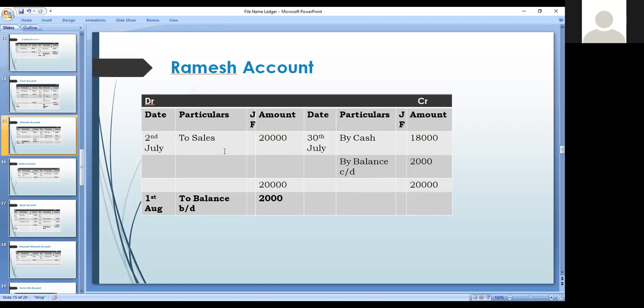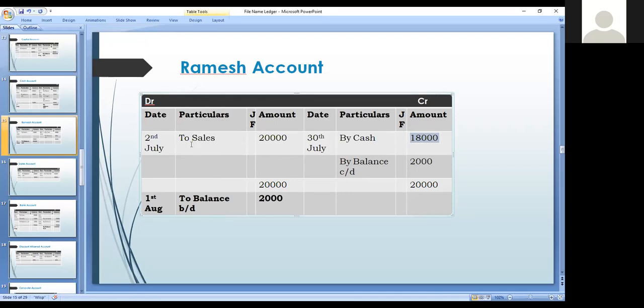Receipt: cash account debit to Ramesh account. So Ramesh account being a credit item, we have to put the amount 18,000 on the credit side, and because we received cash, you have to write by cash. Cash account debit to Ramesh account. Ramesh account being a credit item, put the amount in the credit side 18,000, and then we have received cash, so you have to write cash.